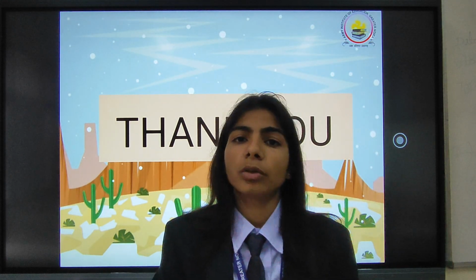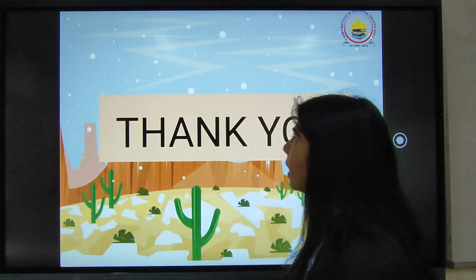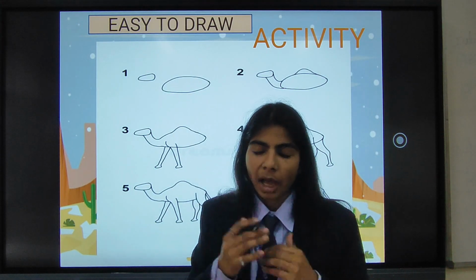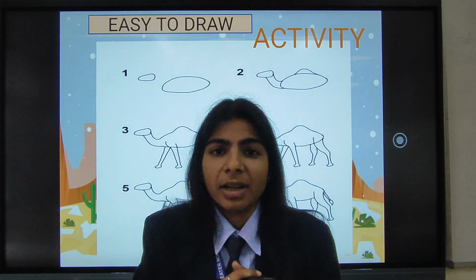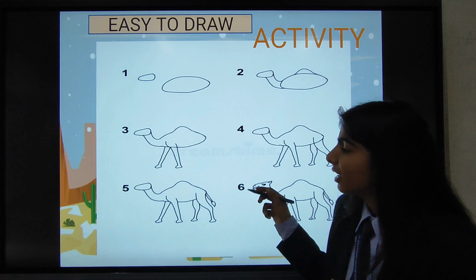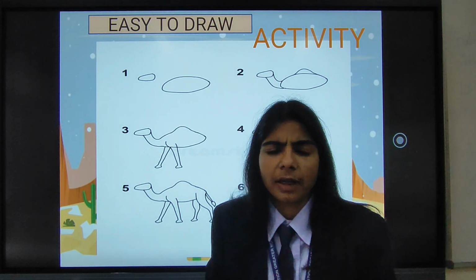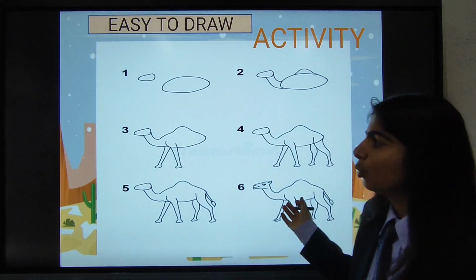We will discuss the hot desert in our next class. Now I have one activity for you. When I was a child, I found it very difficult to draw a picture of a camel, and these are the easy steps that I found. So if you find difficulty in drawing a camel, you can follow these.